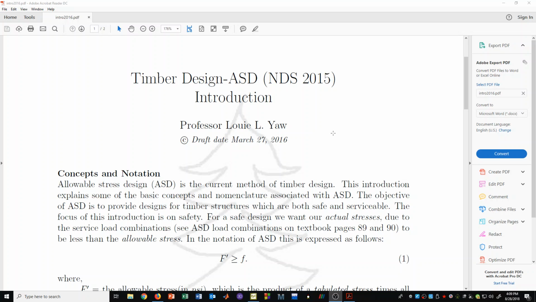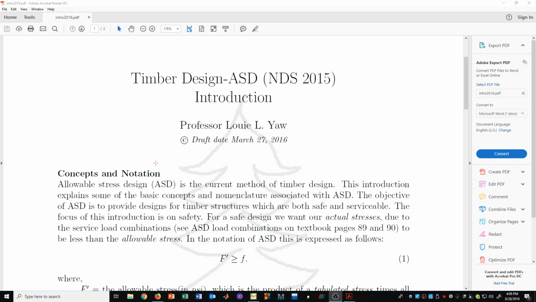This is an introduction to timber design. I will be giving this introduction according to the National Design Specification for Wood Construction based on the 2015 edition. Although this is for the 2015 edition, many of the things that will be covered will be appropriate for previous editions and also some of the later editions.